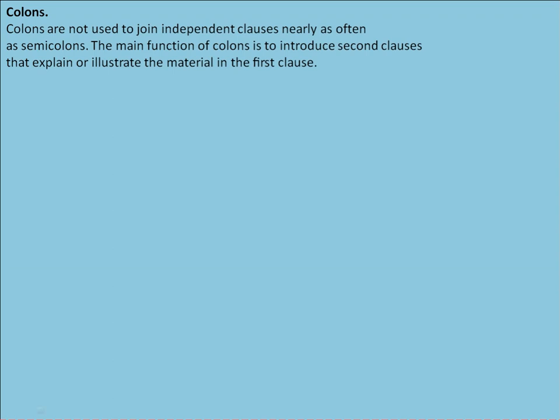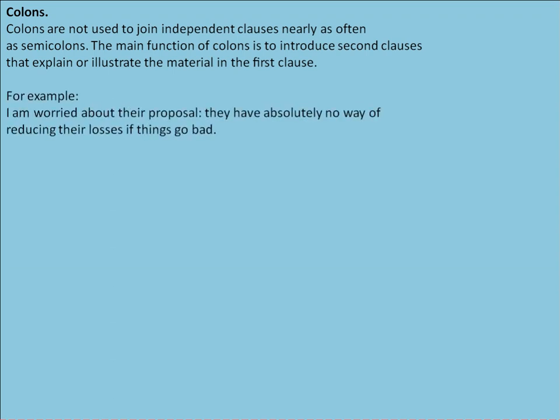For example, I'm worried about their proposal. So why am I worried? I'm giving you the explanation: they have absolutely no way of reducing their losses if things go bad. So if things go bad and there is no way of reducing their losses, this is the following explanation of my worry about their proposal. So when this is the kind of situation, you are trying to explain and give the reason why you are thinking that way, so you use colons in that case.